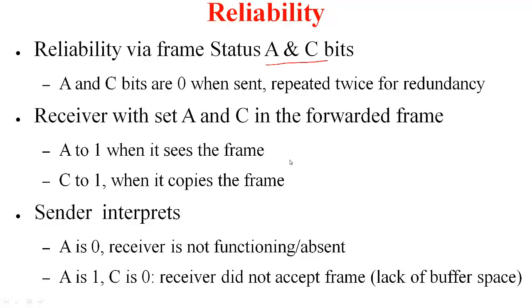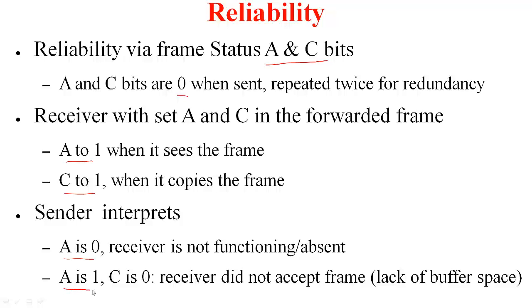So whenever a sender sends a frame, originally the A, C bits are set equal to 0, and then whenever a receiver receives this frame, it is going to alter these bits. A is set to 1 when the receiver sees the frame, and C is set to 1 when it copies the frame successfully. And this is how the sender interprets it once the frame comes back. If A is still 0, then it knows that the receiver is not functioning or it is absent, in which case it probably takes some action based on that.